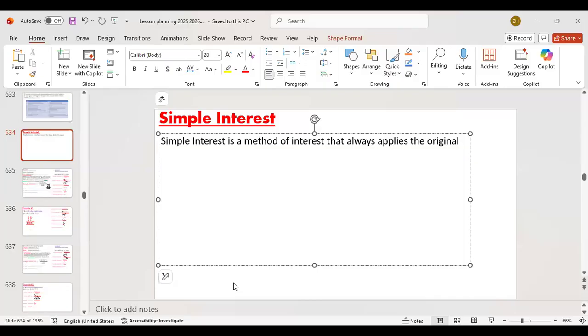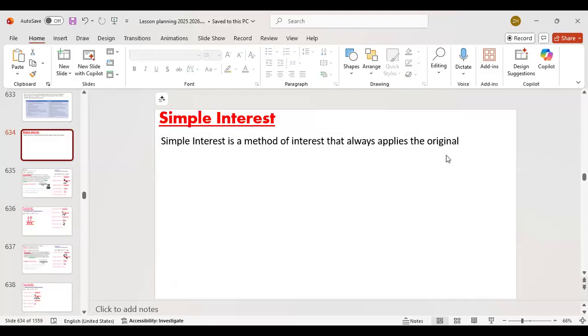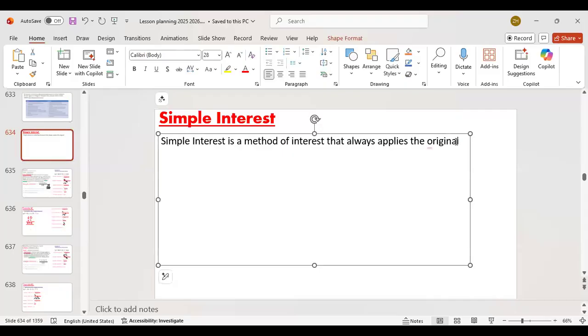There are different sorts of interest, not just simple interest. You have compound interest as well, but we're not going to look at compound interest. We're only going to focus on simple interest for the day. What do you mean by cycle, Mr. D? Say it again.